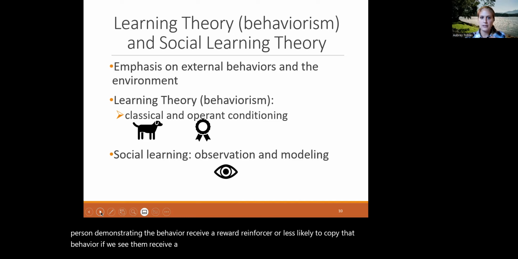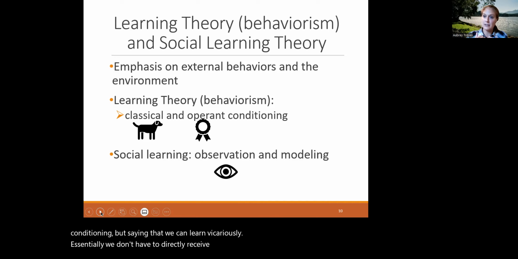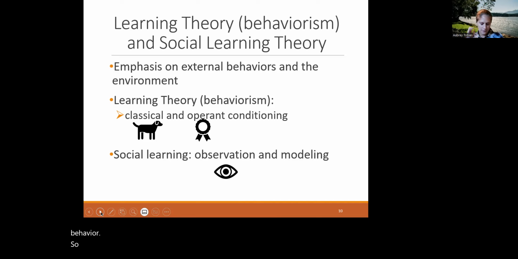So it is drawing on that idea of operant conditioning, but saying that we can learn vicariously, essentially. We don't have to directly receive those consequences ourselves in order to learn behavior. So the big contributions of behaviorism and social learning theory.